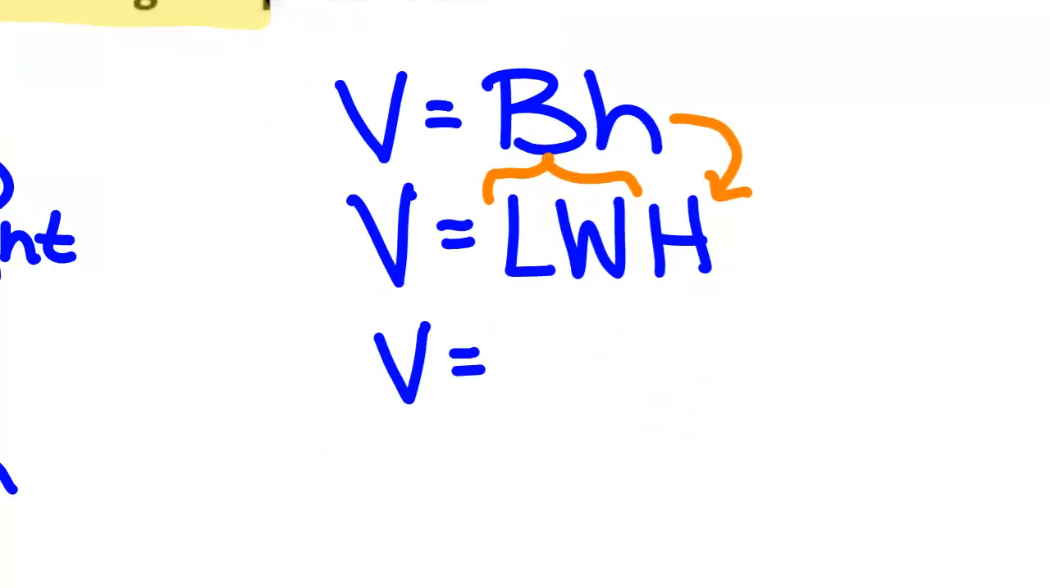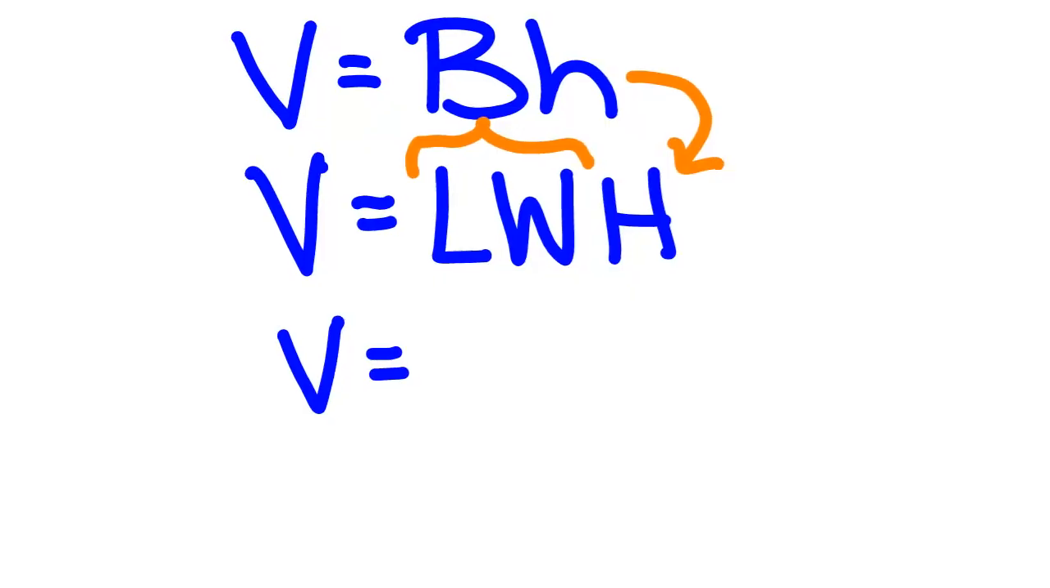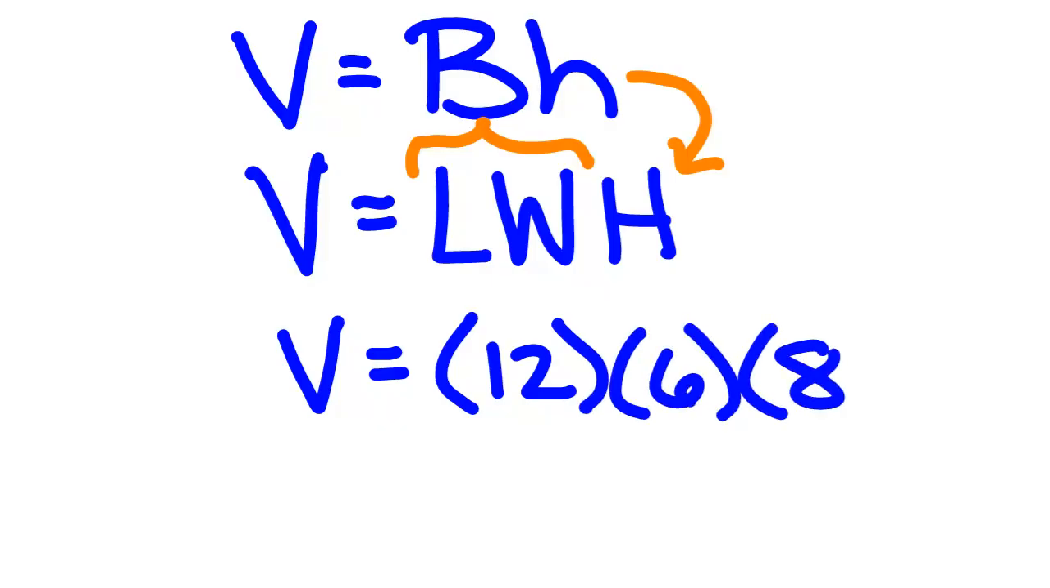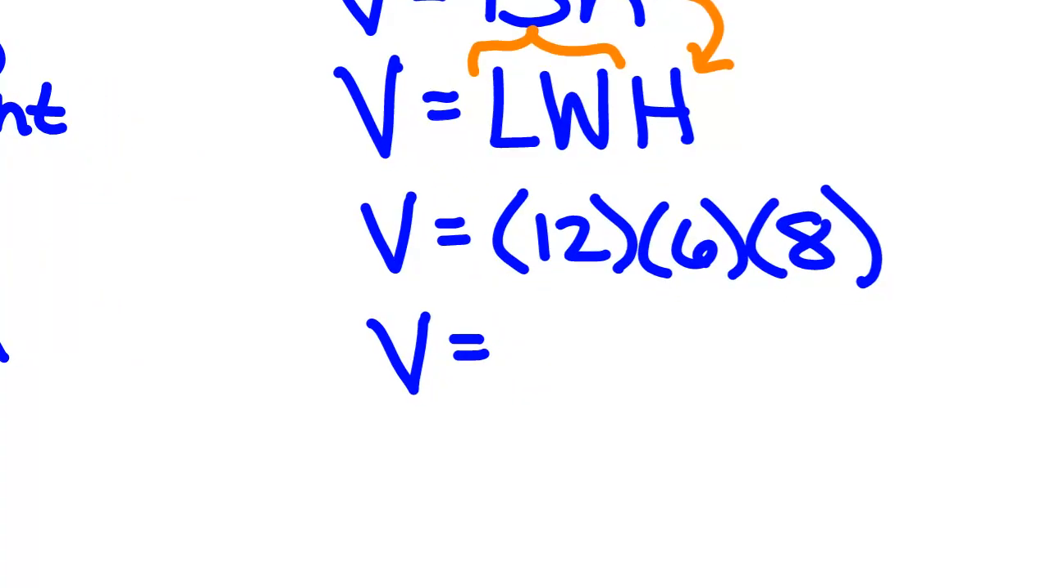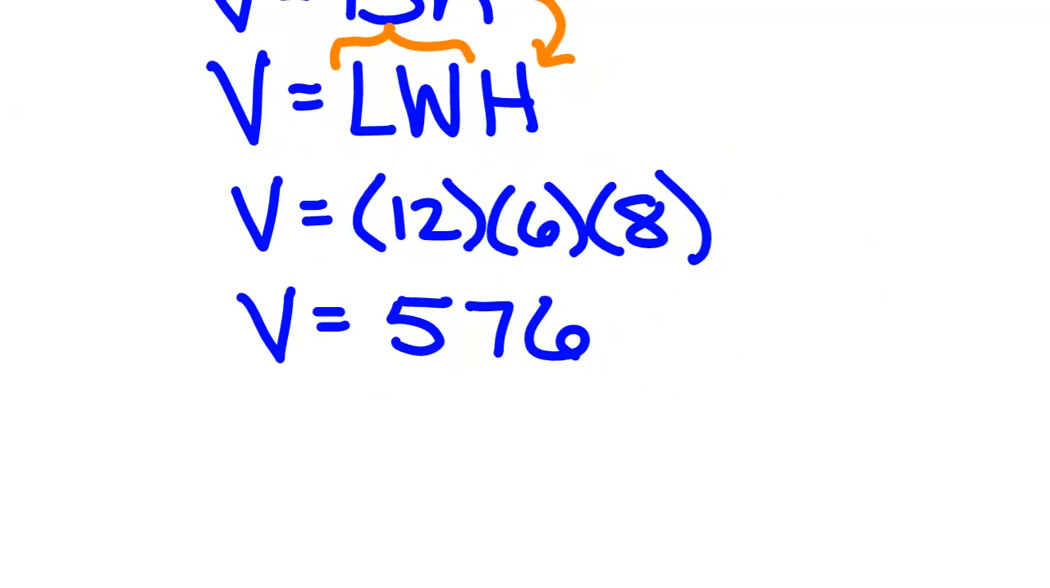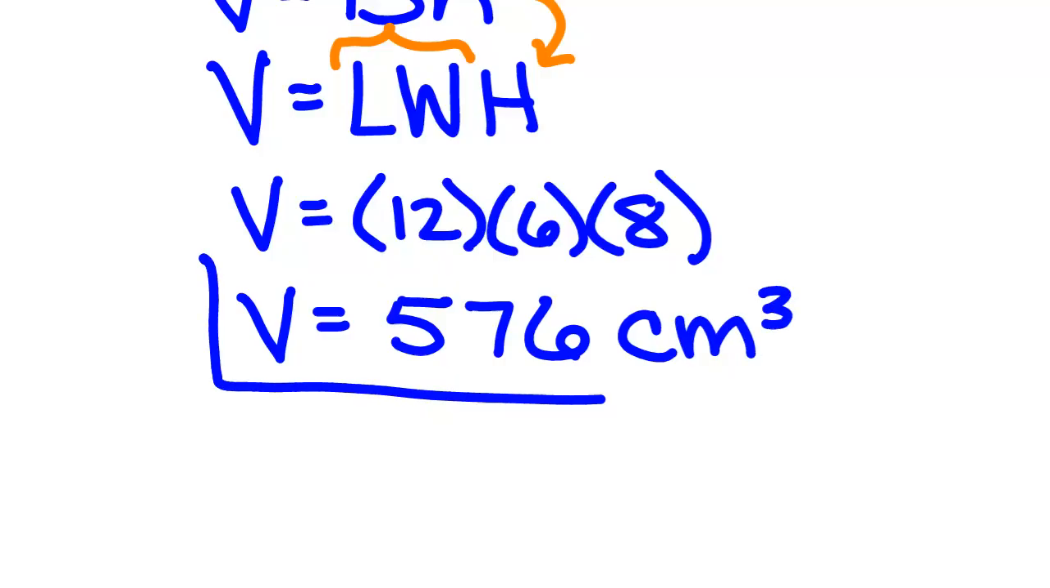Length times width times height. So what are we going to be multiplying together for our volume here? 12 times 6 times 8. Go ahead and pop that into a calculator and tell me what you get. You said 576? 576. Should we put units with that? Centimeters cubed, yes. Centimeters cubed.